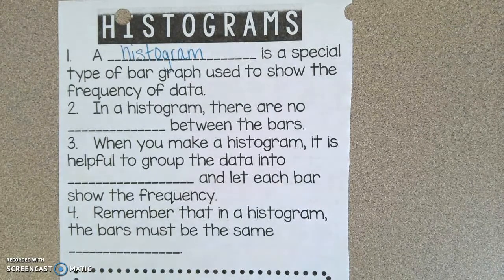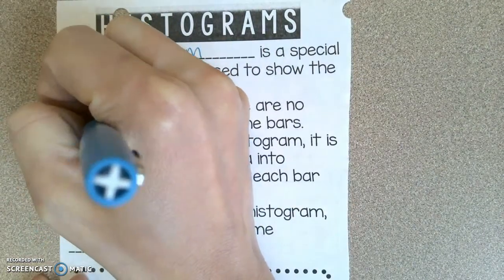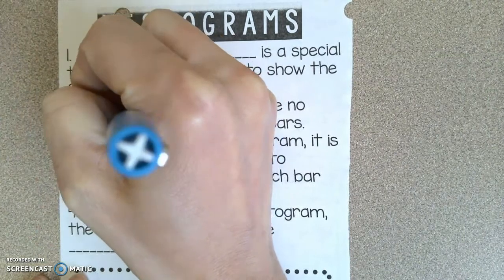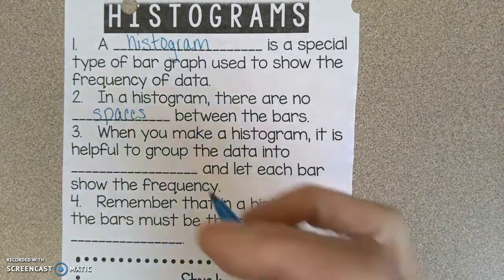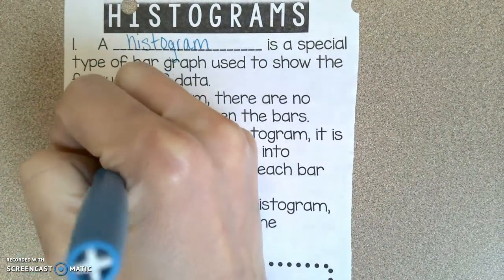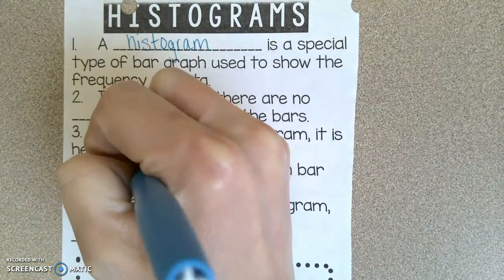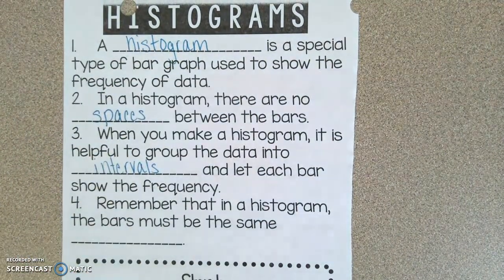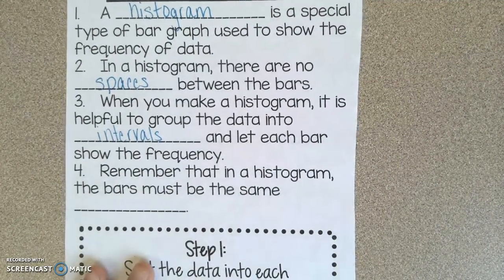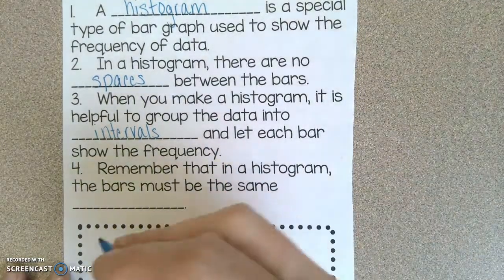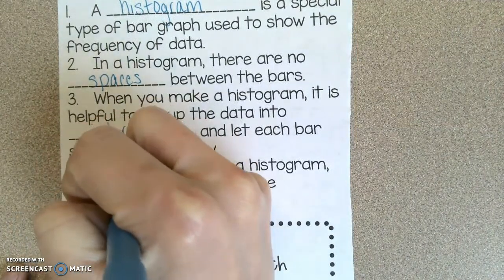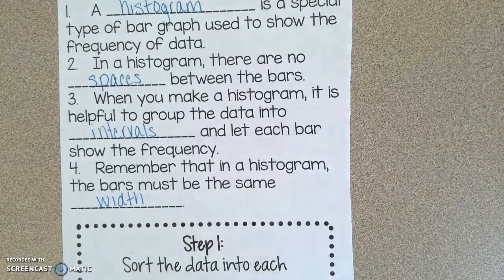One thing that makes a histogram different from a bar graph is that there are no spaces between the bars. The bars are all touching right up next to each other. So it looks different in that sense. Another thing is that we're grouping them into intervals. Instead of just having a single value, a lot of times our histograms show intervals, so it's going to be a step, a group of numbers. In a histogram, the bars will all be the same width, and they'll just be touching.